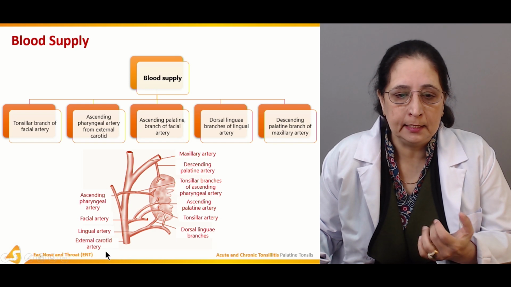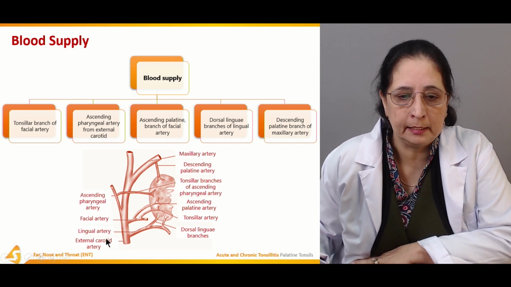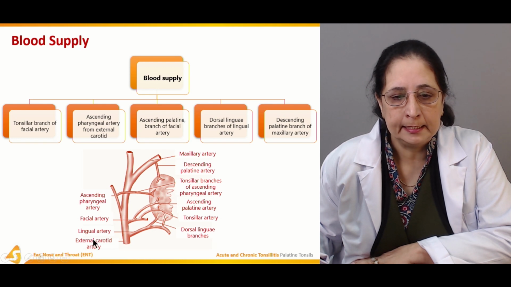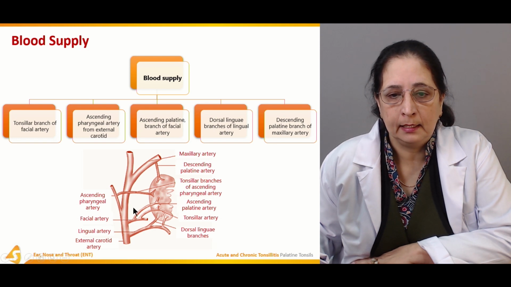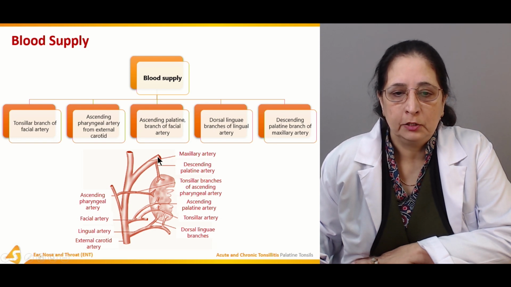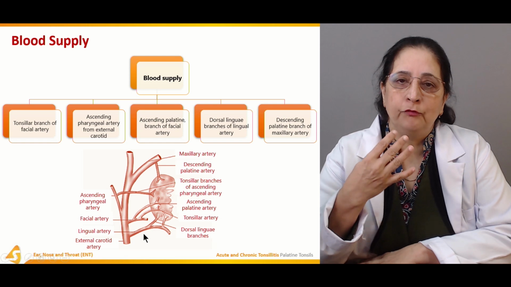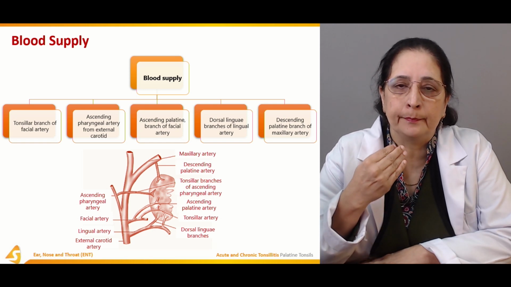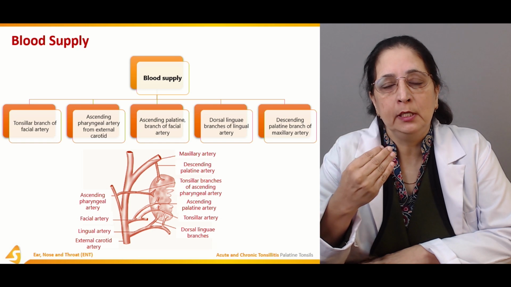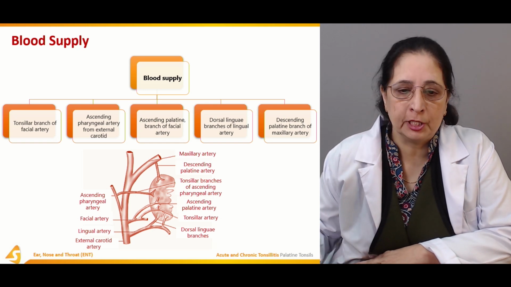Here if we see these major arteries, we have the external carotid artery here. Then we have the lingual artery, facial artery, and then the maxillary artery here. These are the four major arteries that supply the blood to the tonsils through the branches.